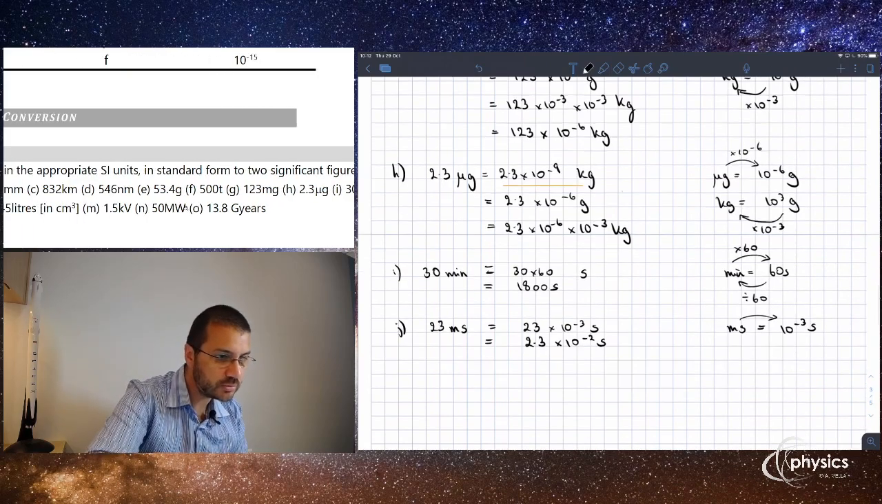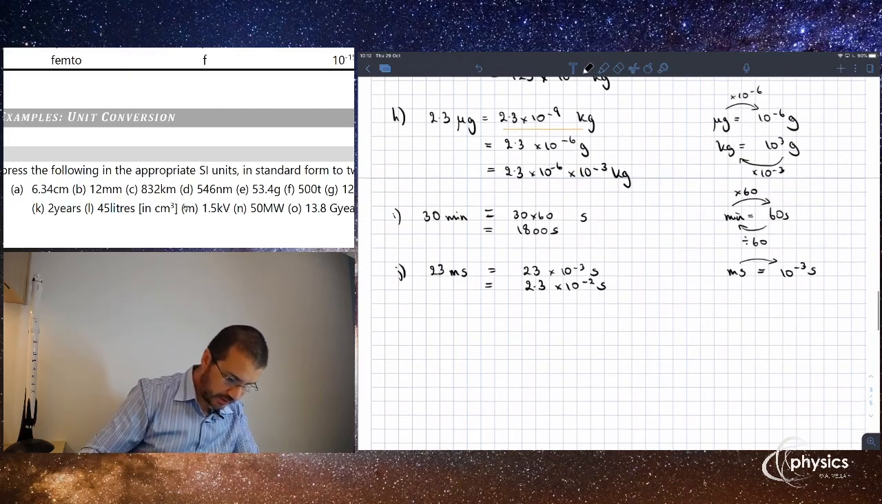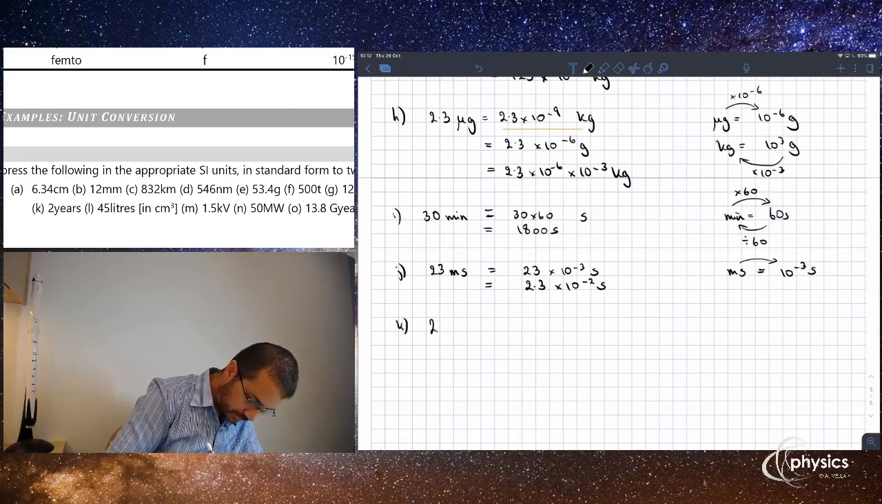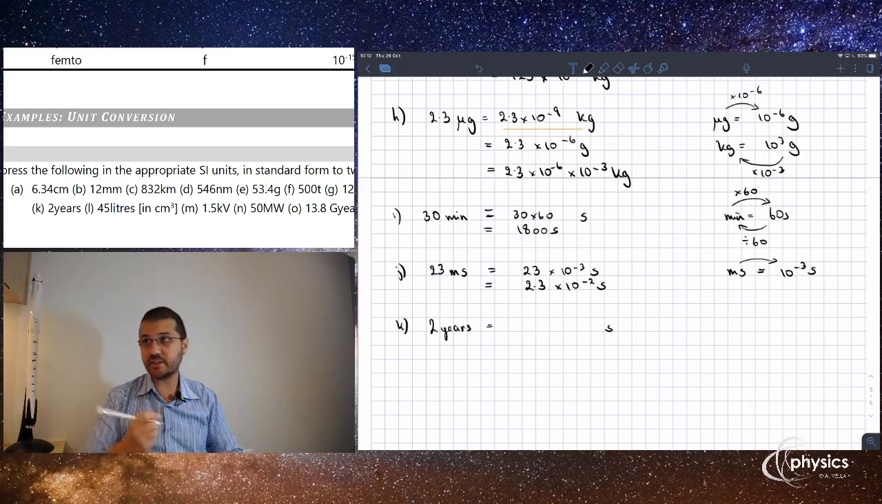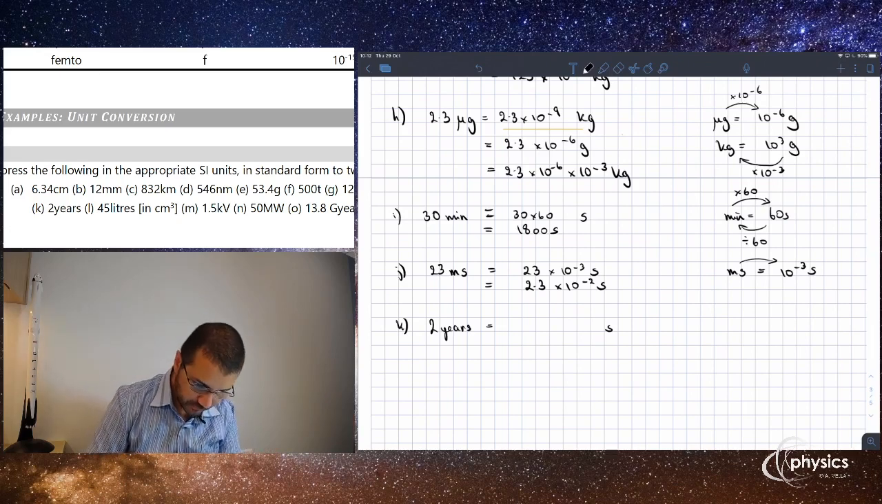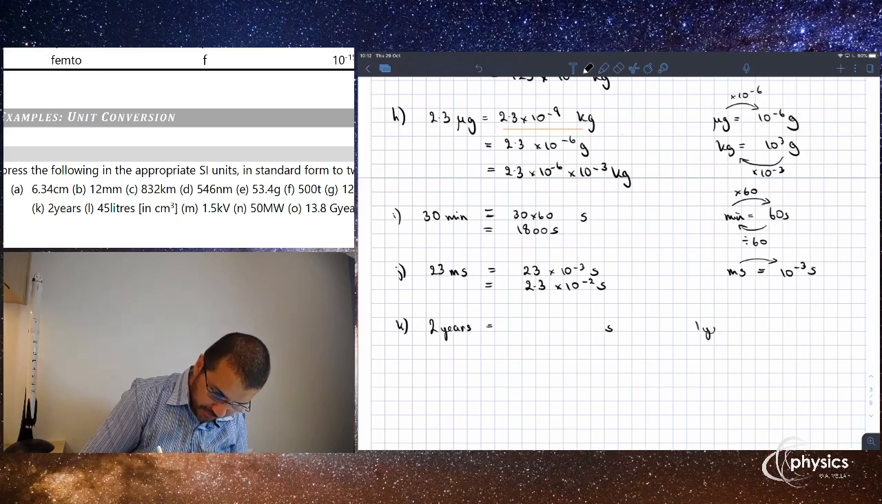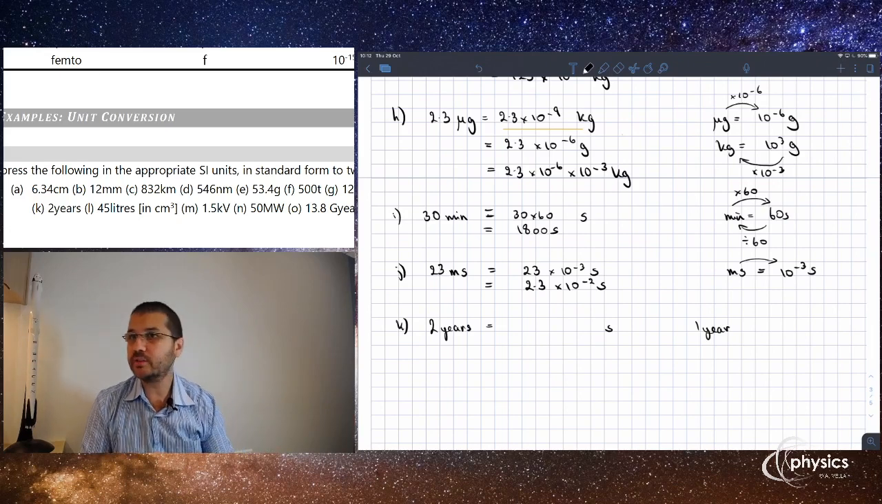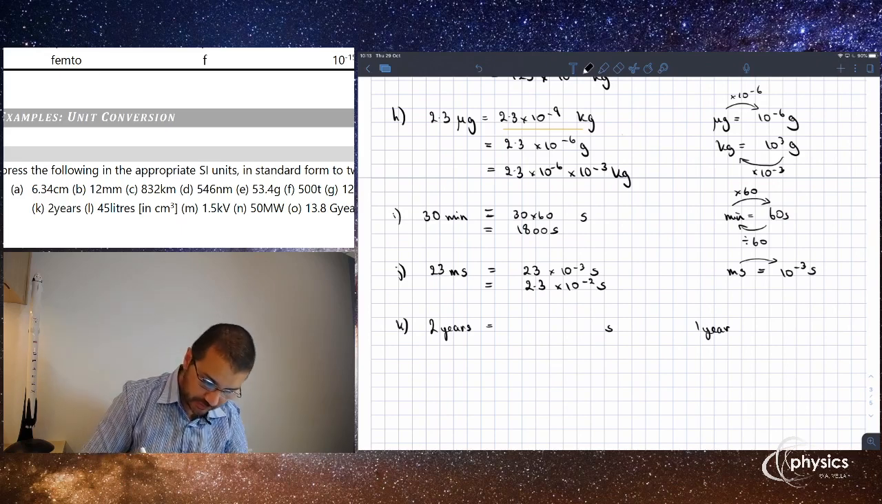Let's move on. 2 years. We have to convert 2 years into seconds. Now pay a bit of attention here, because we need to be certain about this. In 1 year, first we have to convert one year into days. How many days are there in 1 year? 365. Now pay attention here.